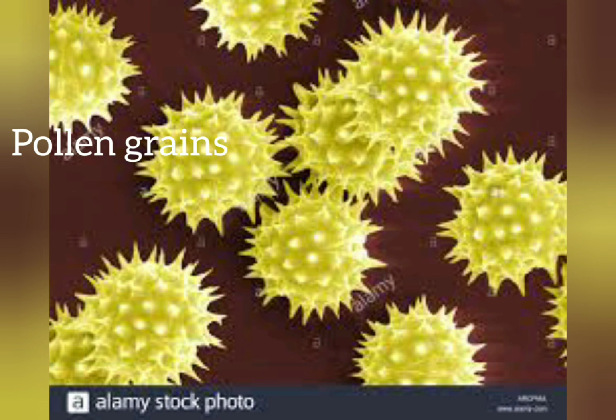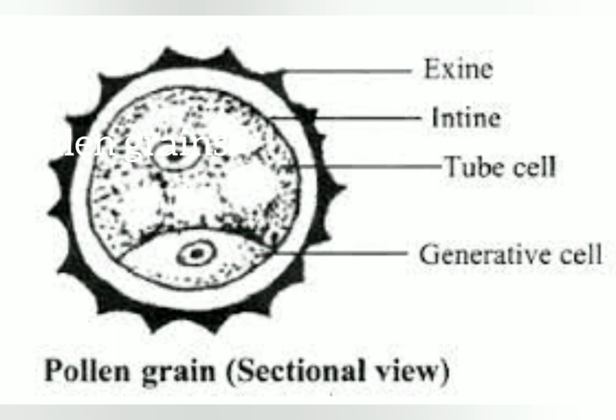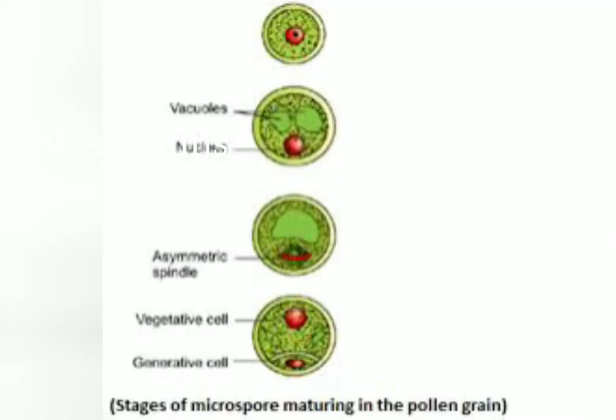Exine is very hard due to the presence of the most resistant organic material ever known, and that is known as sporopollenin. The sporopollenin can withstand high temperature, strong acids and strong alkalis, and even enzymes cannot degrade sporopollenin. An area on the exine where sporopollenin is absent is known as the germ pore. Through this, the pollen tube develops in a later stage. The inner layer is intine, which is made up of cellulose and pectin.